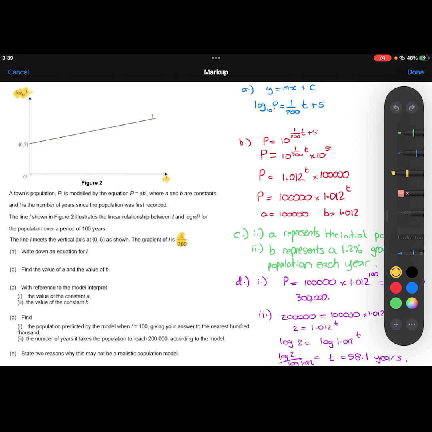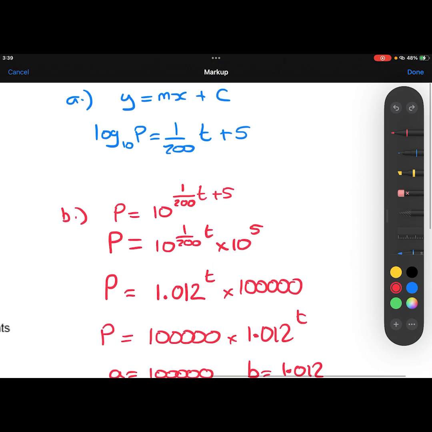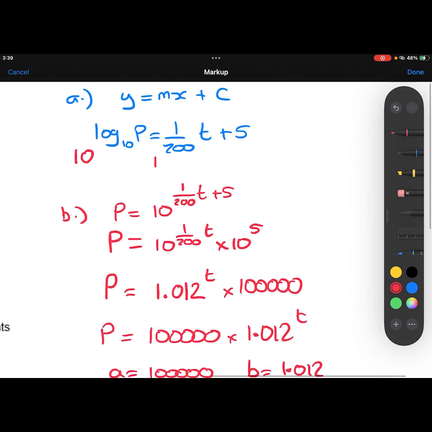We're told that this line is modelling this equation p equals ab to the power t, and part b asks us to work out the value of a and b. So I want to take this equation and write it in this form. So I want to remove the logarithm. The way I'm going to remove that logarithm is I'm going to do 10 to the power on both sides, because then the 10 to the power of the log base 10 will cancel out and just leave me with the p.